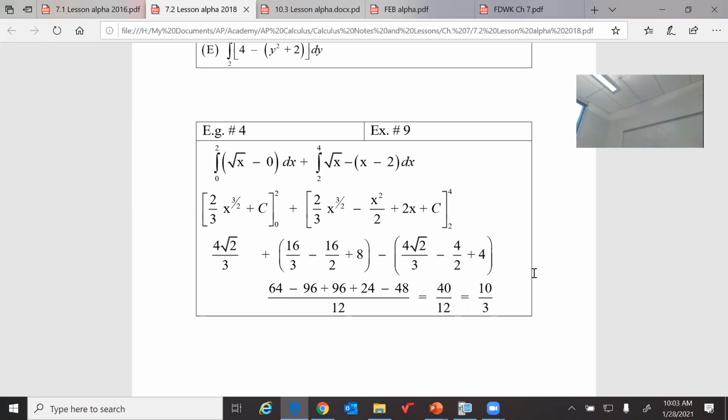Same thing here because you have root x. X to the first, 1 plus 1 divided by 2. 2x to the 0, x to the first divided by 1, plus the constant. The constants would subtract out. Put 2 in here, put 2 in there, put 0 in here. That gives you 0.